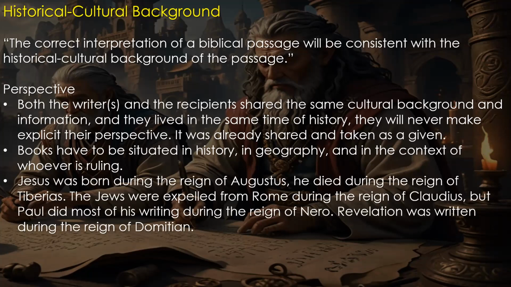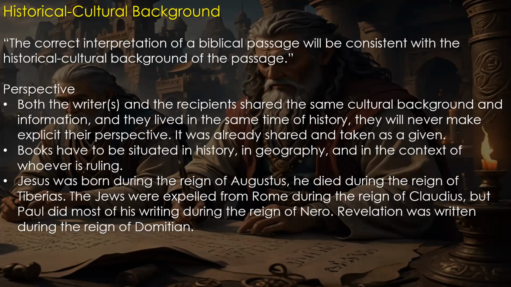So let's just take, for example, just the New Testament. Jesus was born during the reign of Augustus. Okay, Augustus was the first Roman emperor. Julius Caesar wasn't the first emperor. That was still during the time of the Republic. Augustus was the first emperor, but Jesus died during the reign of the next Roman emperor, which was Tiberius.